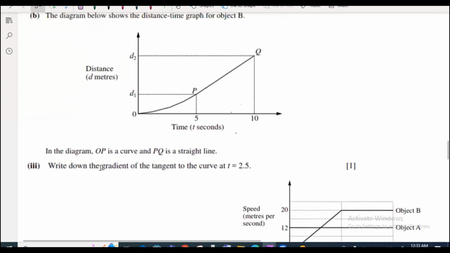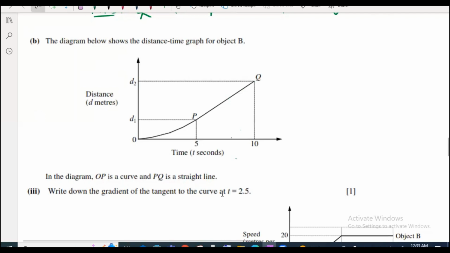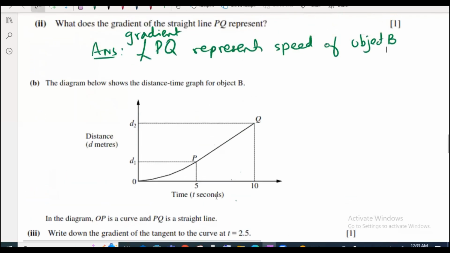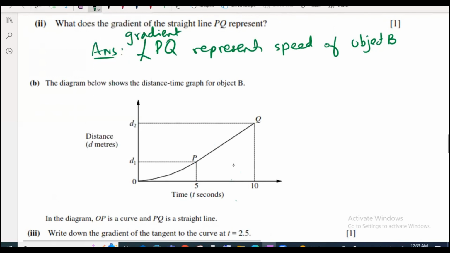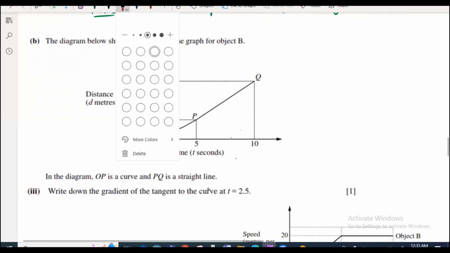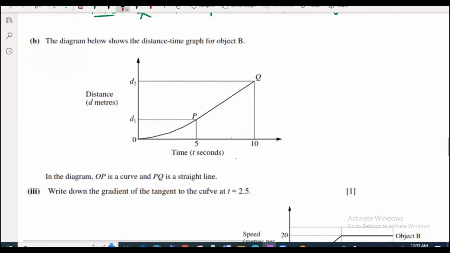Part three here. In part three, write down the gradient of the tangent to the curve at t equal to 2.5. This is the third part of part B. Let's suppose this is t equal to 2.5 here, and we need the gradient of the tangent. So we draw the tangent.